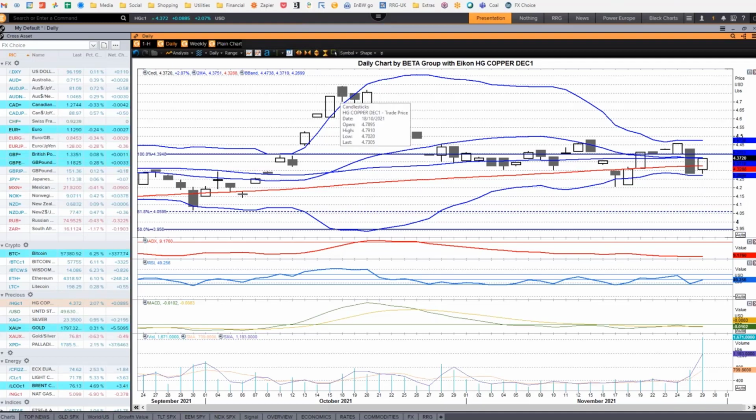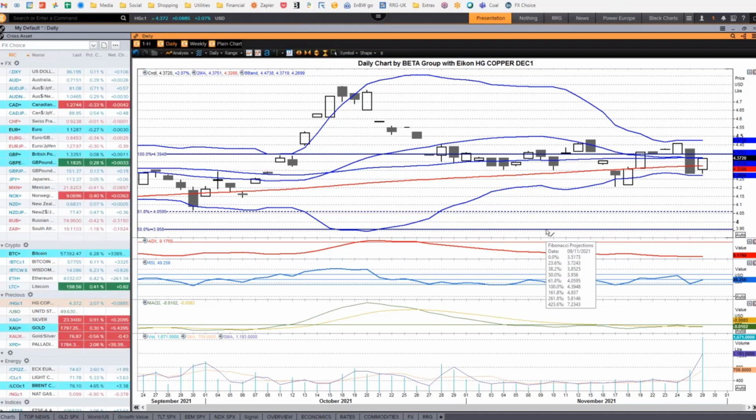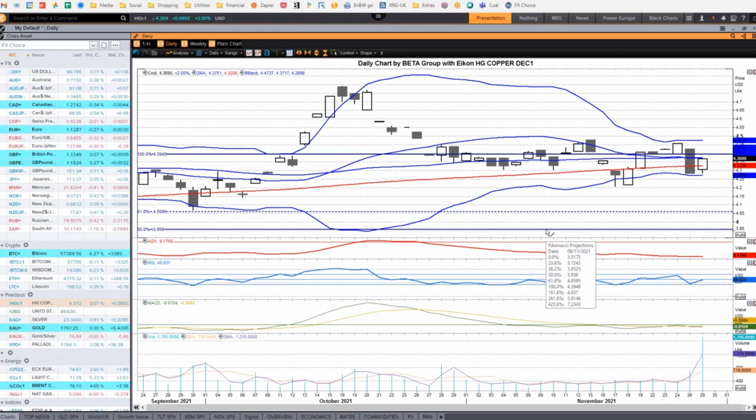Then we've got a higher range, a barrier at 4.7910, and the lower side of this is at 4.07. And so we've got a narrow range and a wider range. It's in a range. It's flat. Even the daily RSI is at 50.